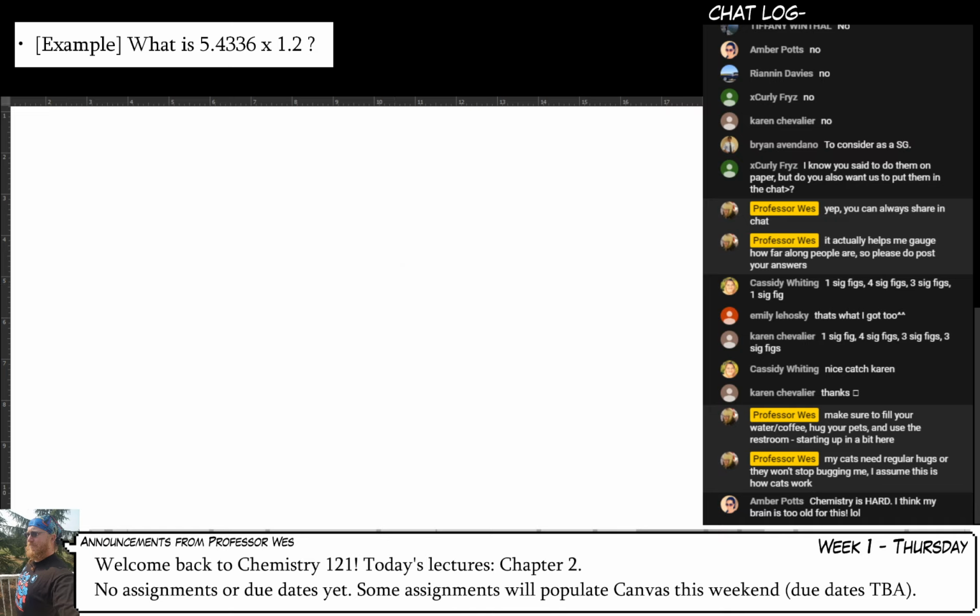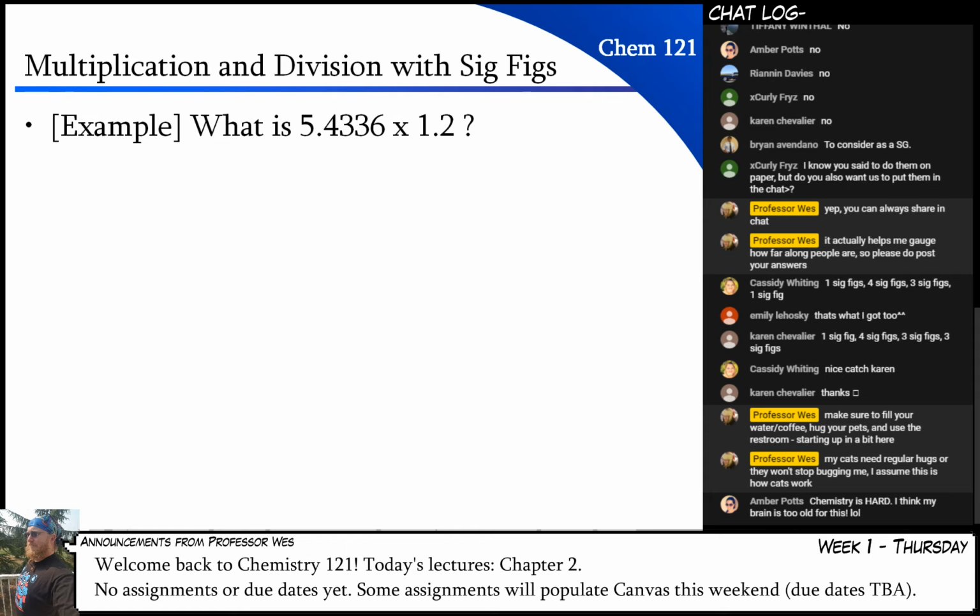All right, so I'm going to do this multiplication. And I did all that without realizing I don't actually need to write any of this down because we're just going to punch everything into the calculator anyway. Go ahead and type this in your calculator, 5.4336 times 1.2. And when you get a number out from that, it should be this.